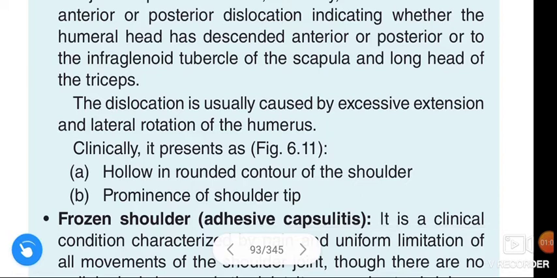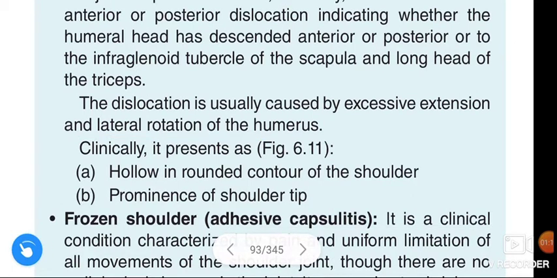Next, the dislocation is usually caused by excessive extension and lateral rotation of the humerus. Clinically, it is represented as hollowing in the rounded contour of the shoulder and prominence of the shoulder tip. These are the clinical features of the dislocation of the shoulder joint.